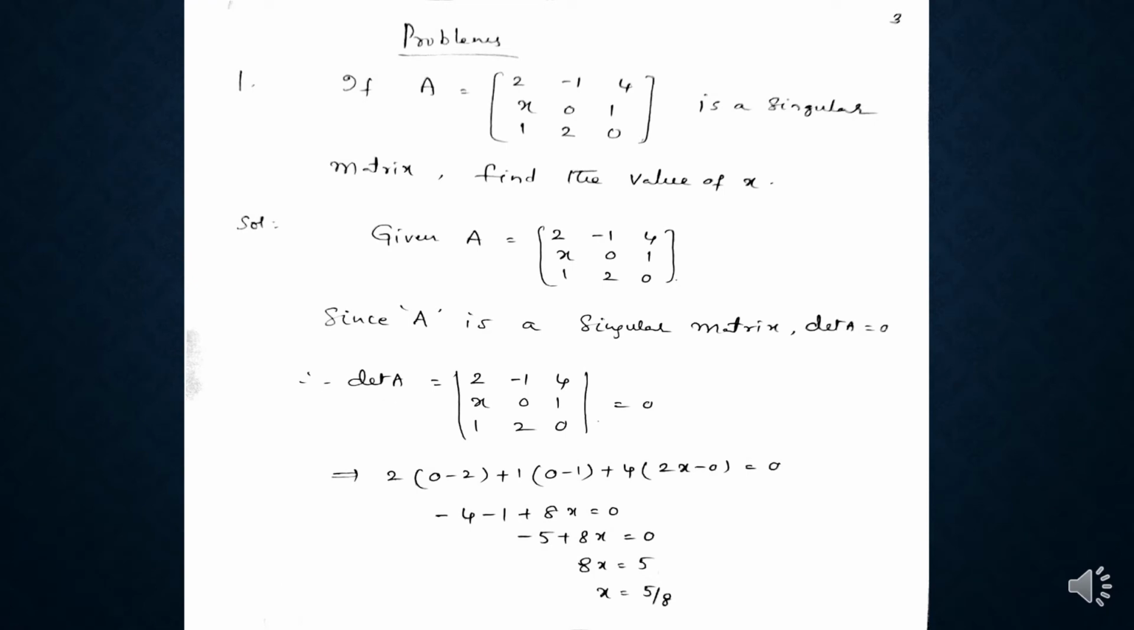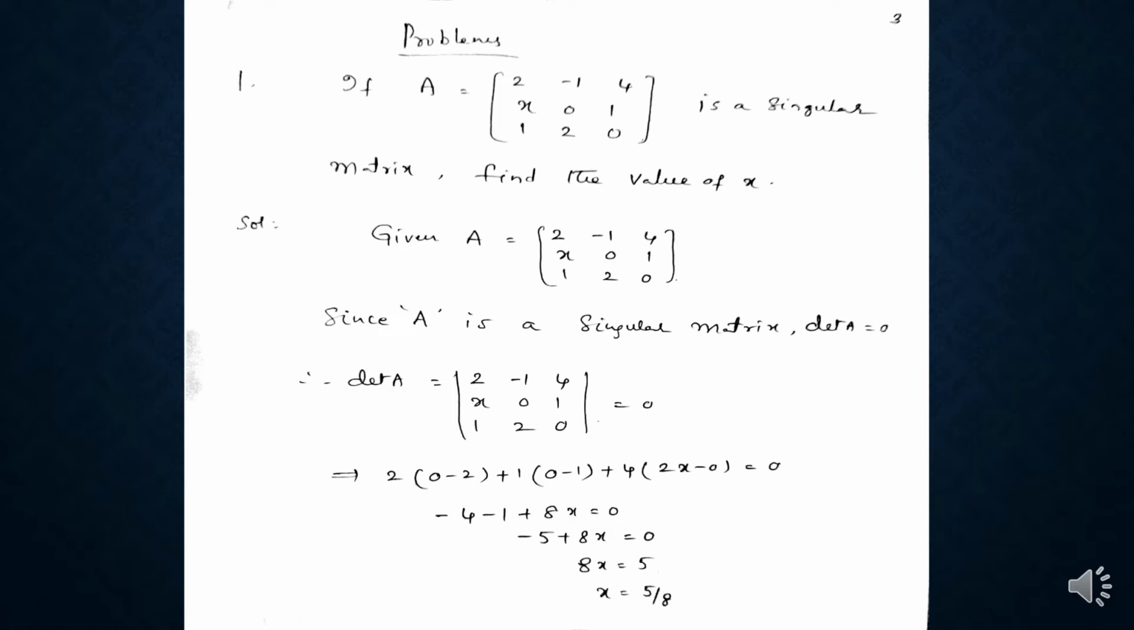So let us do some problems on this. If A is equal to [-1 4 x; 0 1 1; 2 0 ...] is a singular matrix, find the value of x. So what is the meaning of singular matrix? If the value of the determinant is equal to 0, that is called a singular matrix. So here, given that A is a singular matrix, det A is equal to 0.